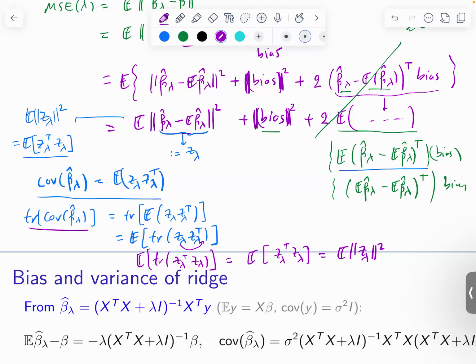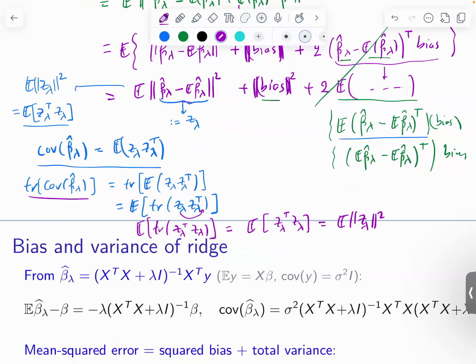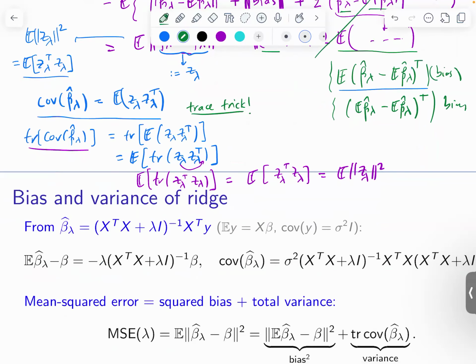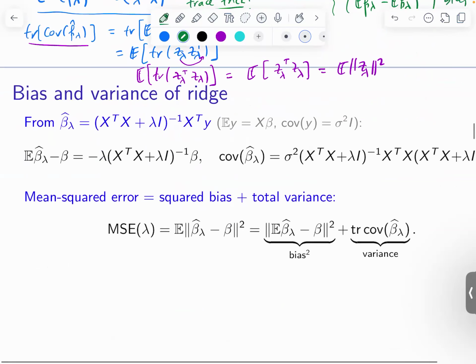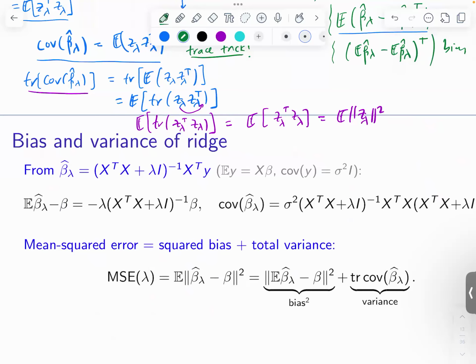And you know what the trace does? It just sums the diagonal entries. The diagonal entries of the covariance are just the variances. So this term is really the sum of the variances of the coefficients of beta hat. Good? This is called the trace trick, another manifestation of the trace trick. Okay? So once the dust settles, we prove this result that MSE lambda is bias squared plus the variance. Variance is the trace of the covariance of beta hat.